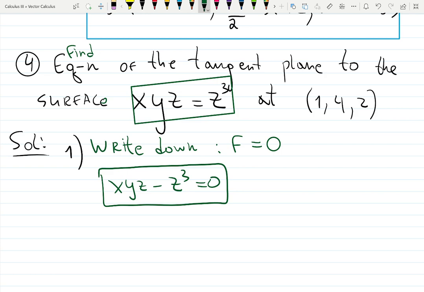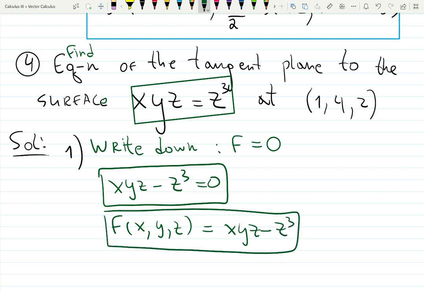That is our f of x, y, and z: xyz minus z cubed. That is what's happening here. Now, we need a normal vector.